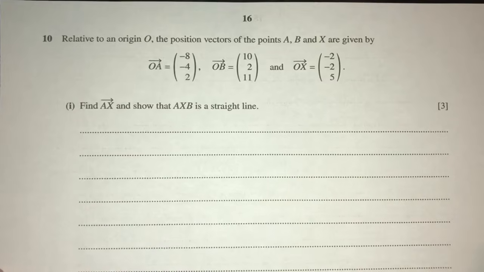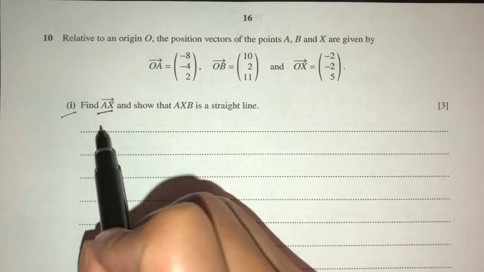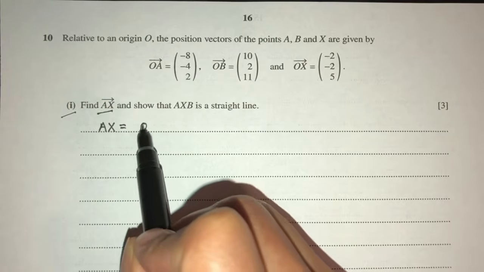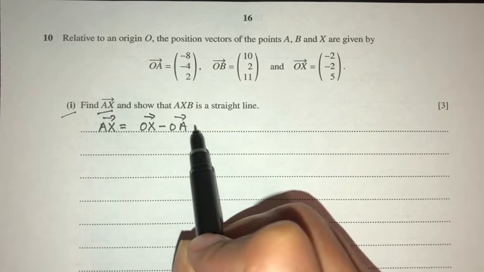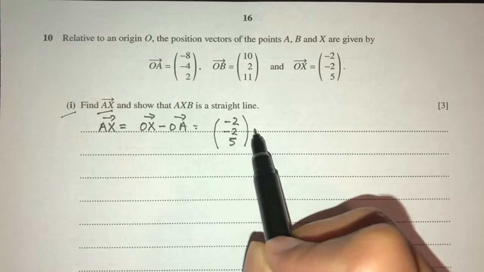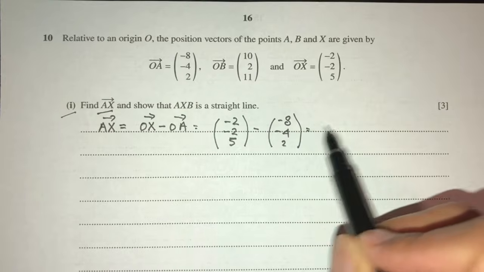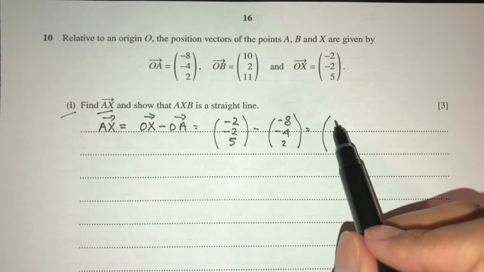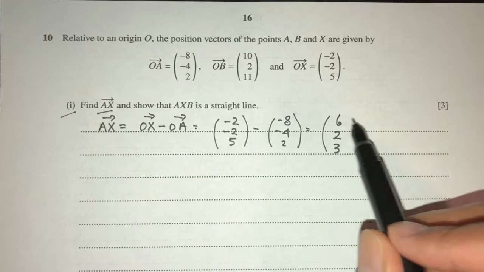Now let's move on to question number 10. Relative to a point O, the position vectors of A, B, X have been given to you. Now part 1, find AX, so let's do that. AX is given to you by OX minus OA. That will be OX, minus 2, minus 2, 5, minus minus 8, minus 4, 2. That should be minus 2 plus 8, that should be 6. Minus 2 plus 4, that should be 2, and that should be 3.